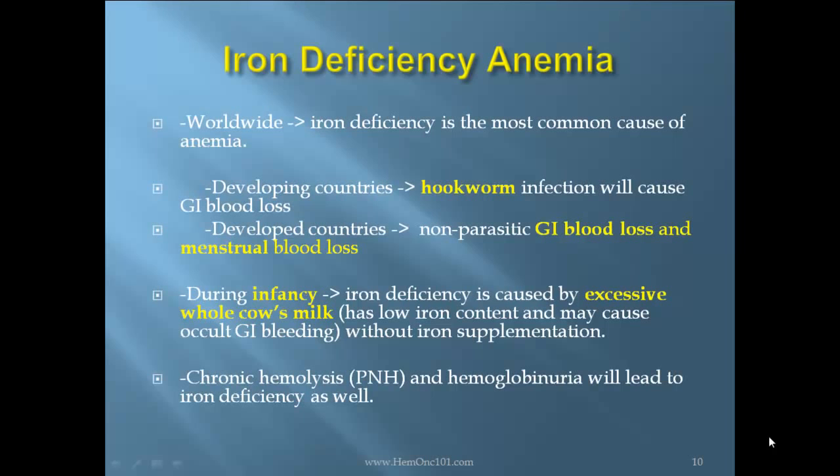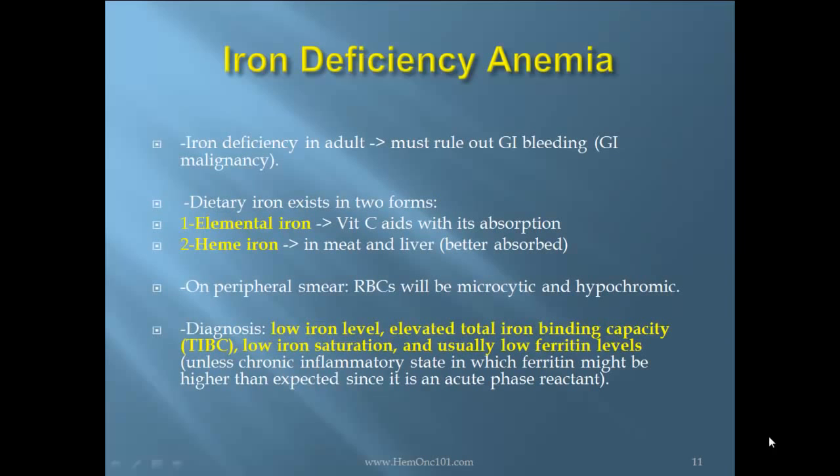During infancy, iron deficiency is caused by excessive whole cow's milk, which is low in iron content and may cause occult GI bleeding without iron supplementation, so be very cautious of that. Also, chronic hemolysis such as PNH and hemoglobinuria will lead to iron deficiency as well. Iron deficiency in adults must rule out GI bleeding and must rule out GI malignancies.